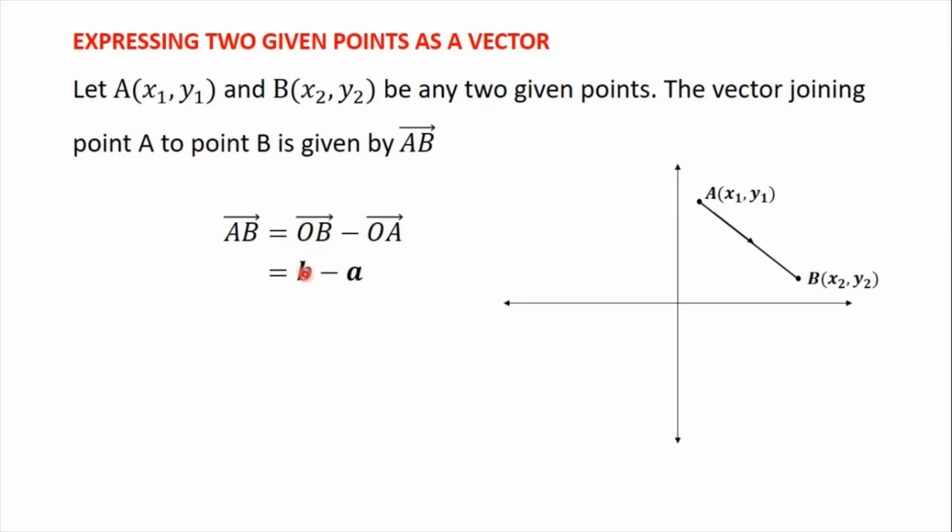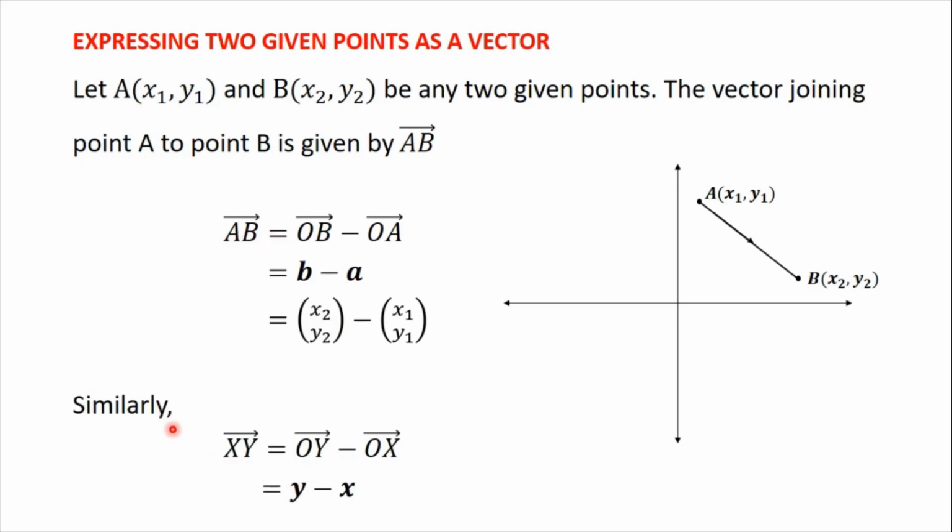We know that vector OB is the position vector of B, which can be written as small letter b. Vector OA is the position vector of A, which can also be written as small letter a. What are the coordinates of position vector B? The components are the coordinates of the point B. The coordinates of point B are x2, y2, so the components of the position vector B will be x2, y2. The components of the position vector A are the coordinates of the point A, x1, y1. So you subtract position vector A from position vector B to get the vector AB.